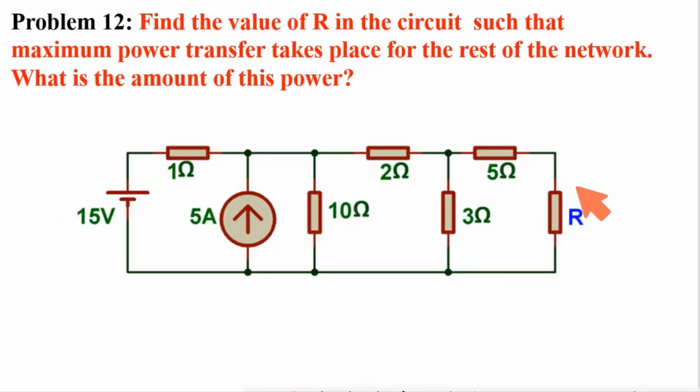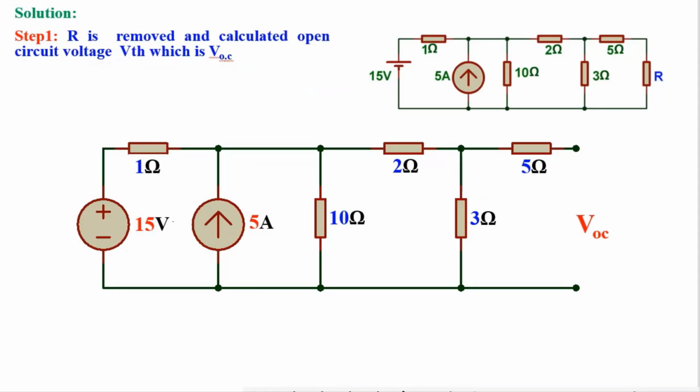Problem number 12. I need to find out the value of load resistance to get maximum power at load from rest of the circuit, and also I need to calculate value of maximum power at load. I am following maximum power transfer theorem. First I need to find the open circuit voltage. So removed this load here. Potential across this and these points is the open circuit voltage.